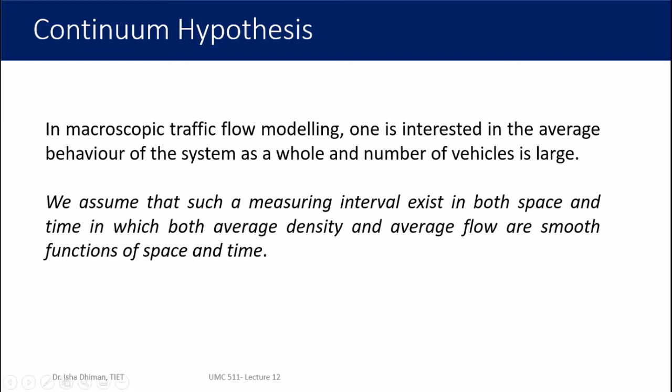In macroscopic traffic flow modeling, one is interested in the average behavior of the system as a whole, and the number of vehicles is large. So we assume that such a measuring interval exists in both space and time. You need a measuring interval with respect to space in the measurement of density, and a measuring interval for time in the measurement of flow rate. So we assume that a measuring interval exists in both space and time, in which both average density and average flow are smooth functions of space and time. Because both of these, flow rate and density, are functions of space and time.